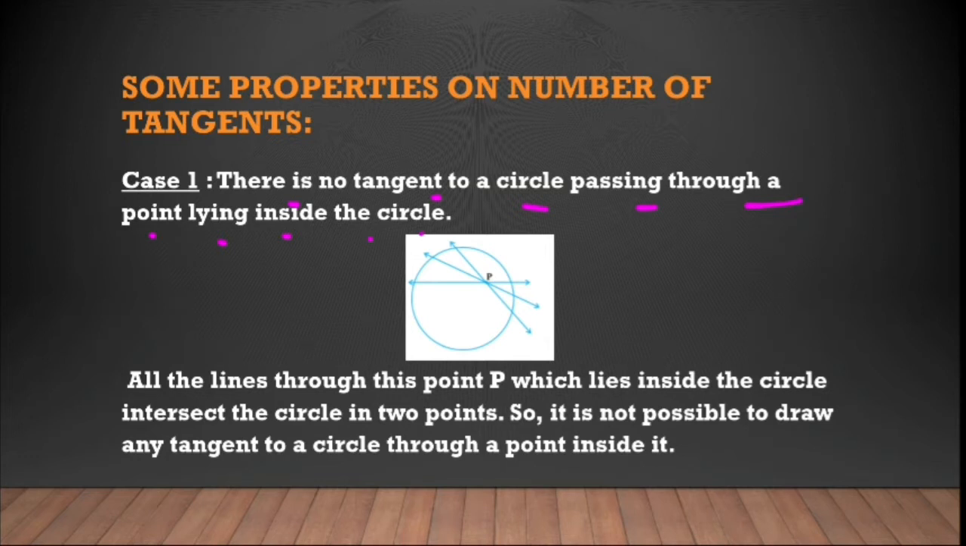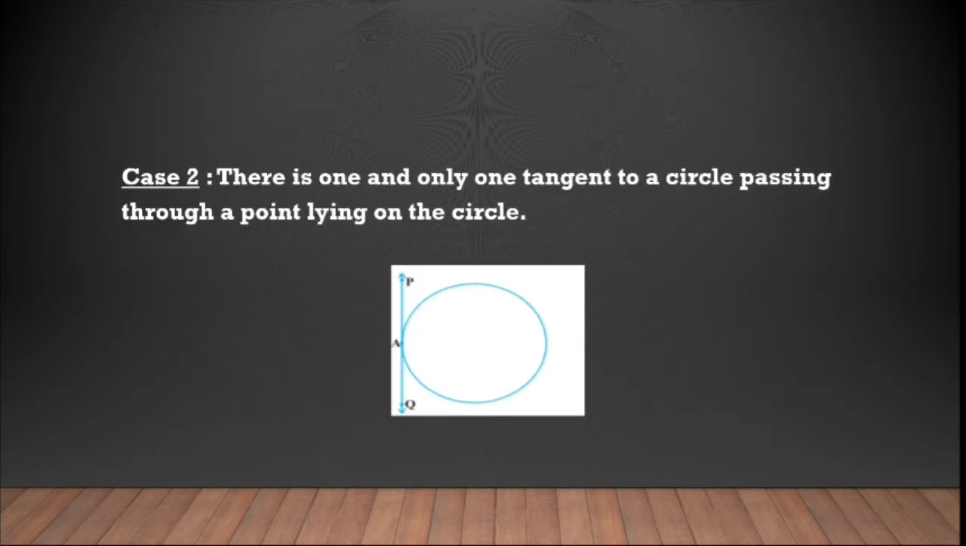That means through this point P you cannot draw a tangent, because the definition of a tangent is that it will touch the circle at just one point, but here any line passing through P will touch the circle in 2 points. Okay. Now let us discuss case number 2.